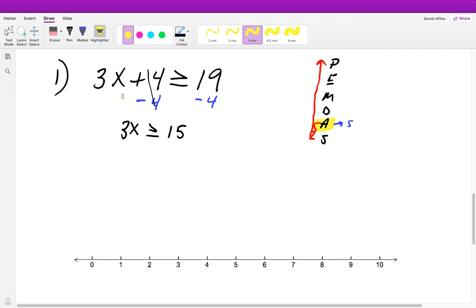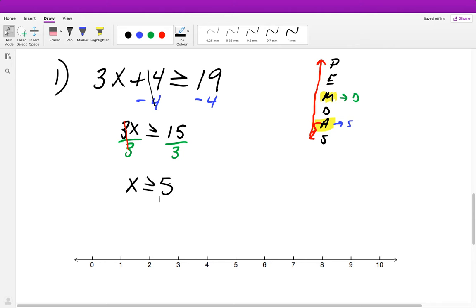Now I look and see, what else is being done to my variable? Well, it's 3 times x. That's how we would read that, so this is multiplication. What is my inverse operation of multiplication? I know it's going to be division. So since it's 3 times x, to get rid of that times 3, we need to divide by 3, and what I do to one side, I have to do to the other. 3 divided by 3 is 1, so we will just be left with 1x, so let me say x, and then it's going to be greater than or equal to 15 divided by 3, which is 5.